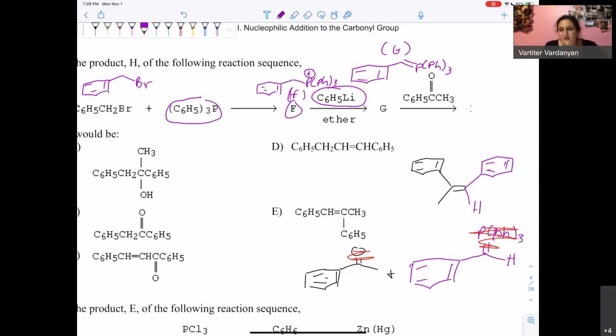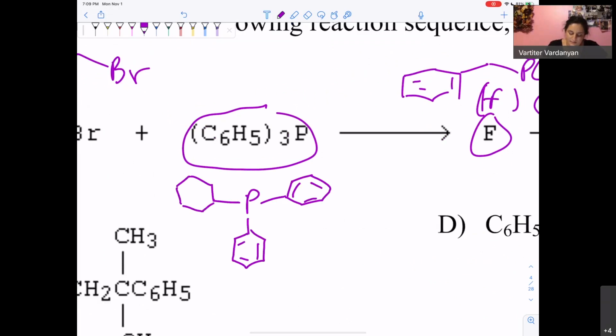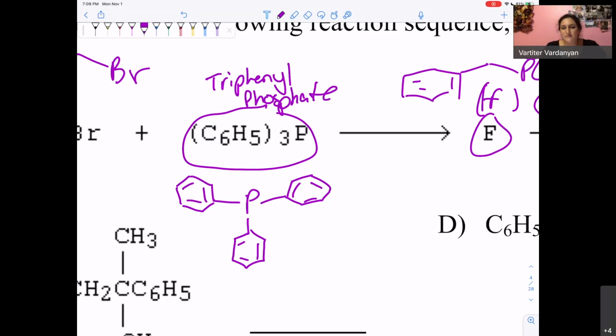Oh, sorry. Where do I see the PPh3? Great question. That's my bad. So Ph is just a phenyl. So PPh3 looks like this. And he probably won't give you the name of it, but it's triphenylphosphine. Ta-da. That's my bad for not telling you.